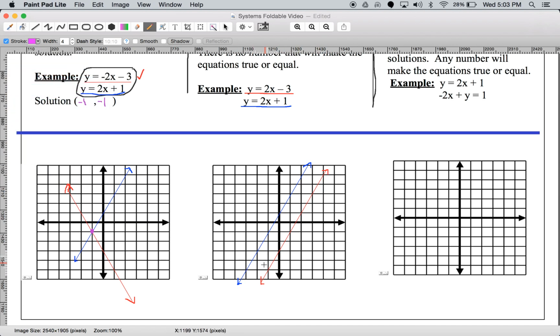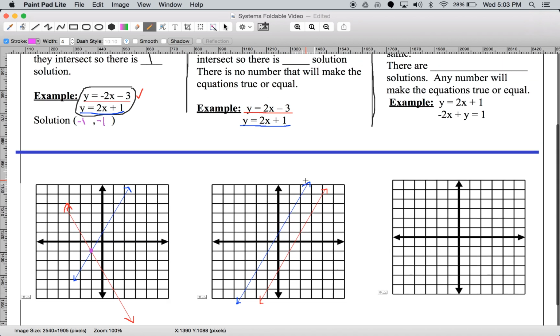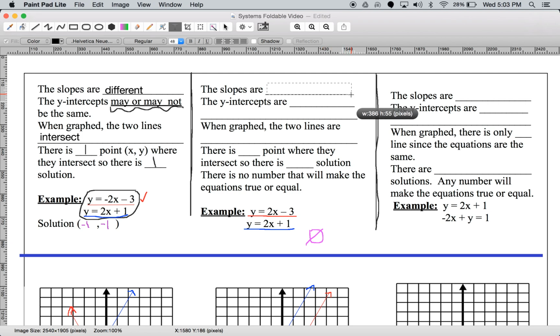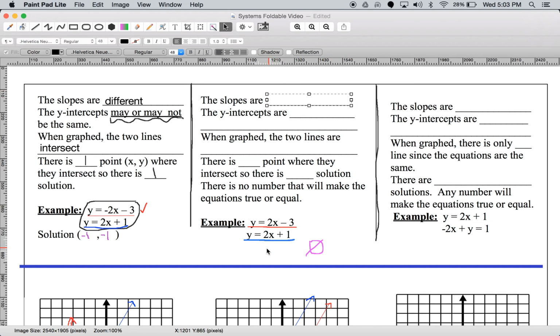That they did not intersect, and now we have to analyze whether or not they ever would intersect. So I'm going to go ahead and say they did not intersect. This is a symbol for that, or no solution. And we're going to go ahead and fill in these blanks. So let's take a look. In this case, the slopes are exactly the same. So I'm going to write that, exactly the same.